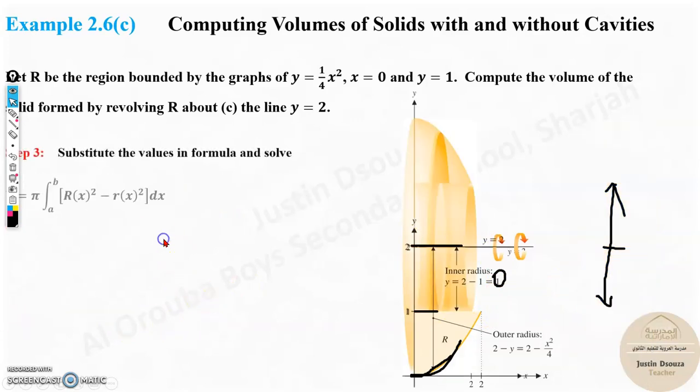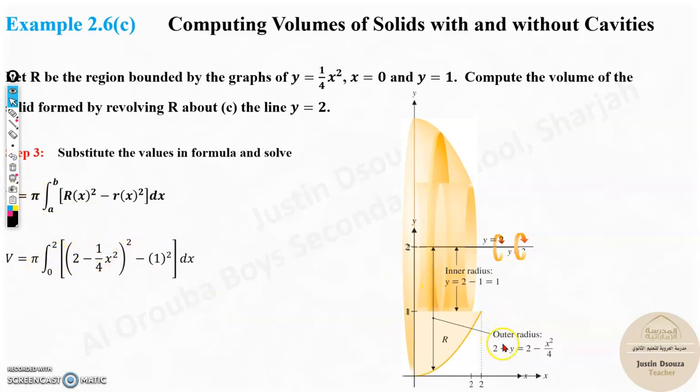Now you can use the formula, substitute the formula for 0 to 2, but the only difference is this radius. Outer radius is from here to here. Remember, it is 2 minus this equation. Okay, 2 minus 1/4 x squared, the whole squared, and the inner radius is over here 1 at the point line 1, but it's 2 minus 1 because it's from the line y equals 2. That is how we can solve it. Put it in the calculator, get the answer, straightforward. So please remember the inner and the outer radiuses. That is very crucial to solve these washer problems.